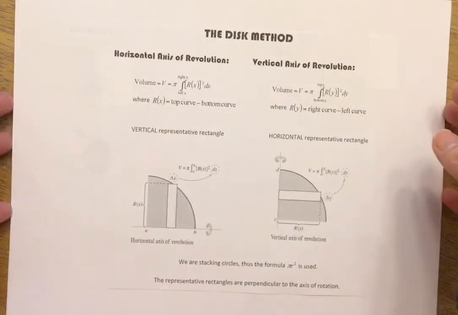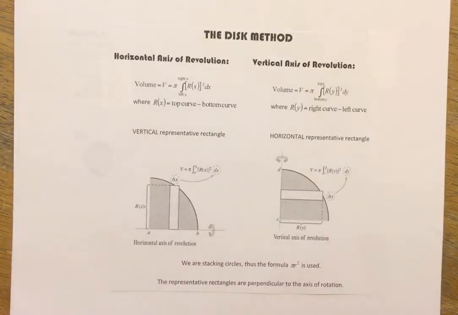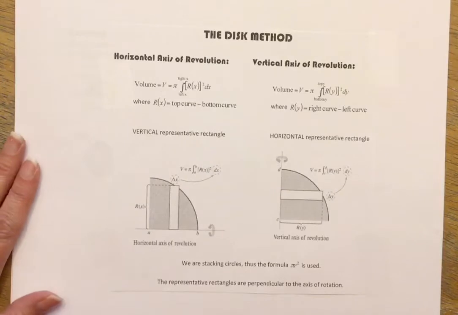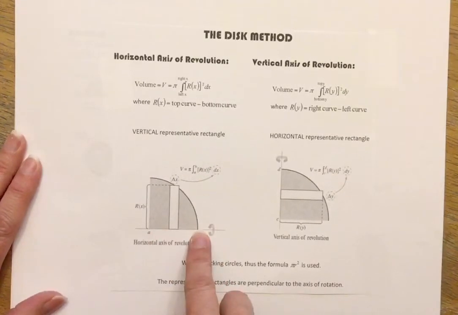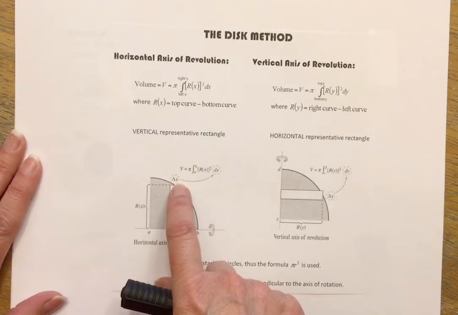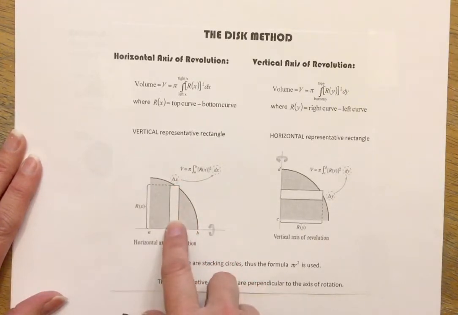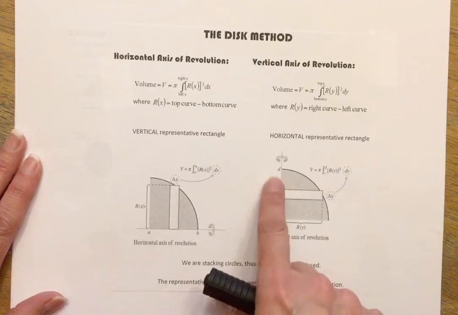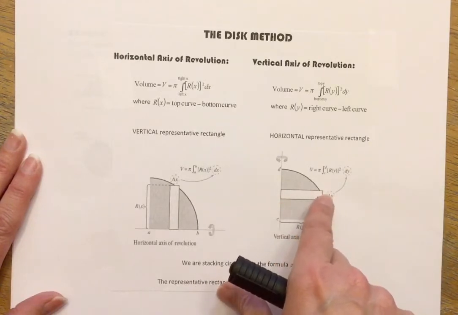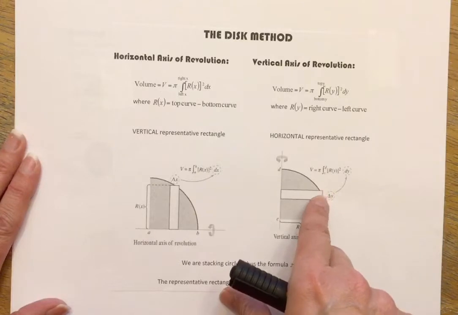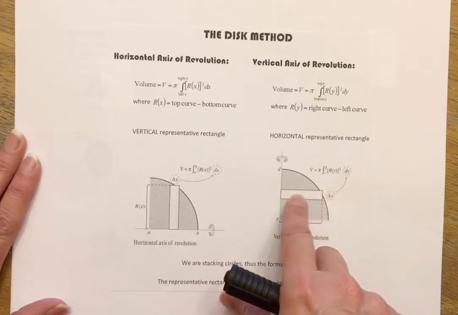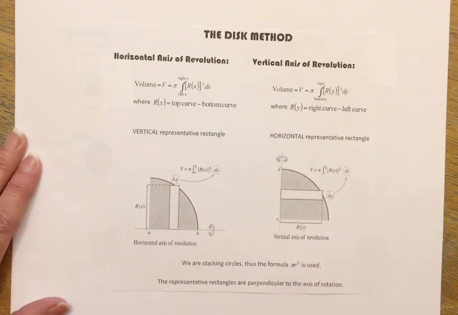So the disk method, when we looked at it, deals with having a horizontal axis of revolution if we are spinning around the x-axis, and a vertical axis of revolution if we're spinning around the y-axis. Here it has us spinning around the x-axis, so up here is a very little change in x, so everything about this should be in terms of x. Over here, when we spin around the y-axis, this thickness on our representative rectangle is a very small amount y, so everything about this problem is in terms of y.